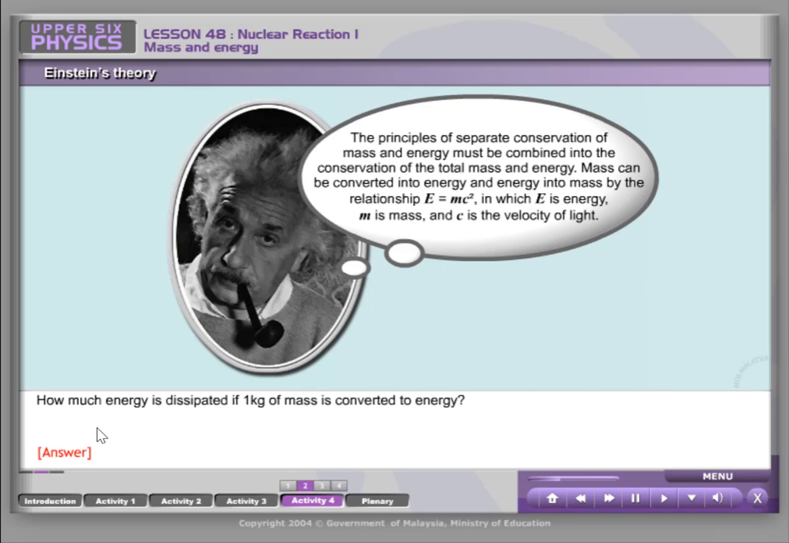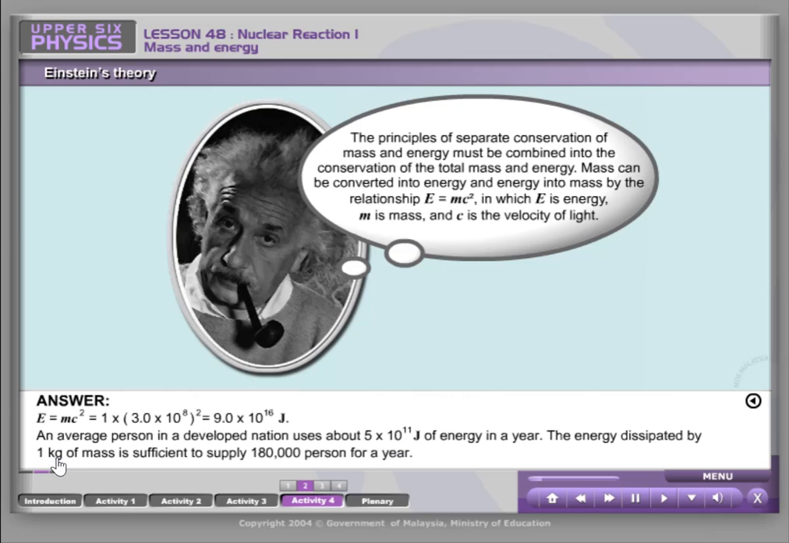How much energy is dissipated if 1 kilogram of mass is converted to energy? Answer: E equals mc squared equals 1 times (3.0 times 10 to the power of 8) squared equals 9.0 times 10 to the power 16 joules.